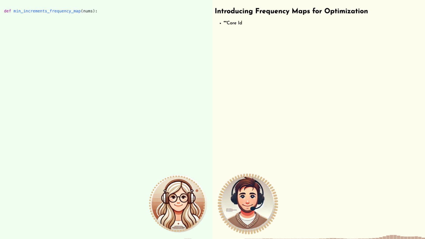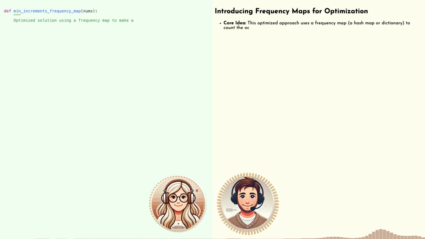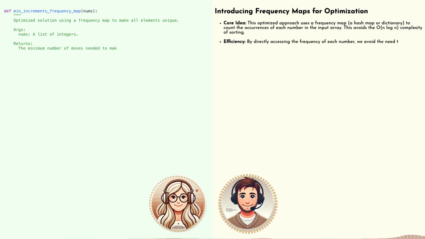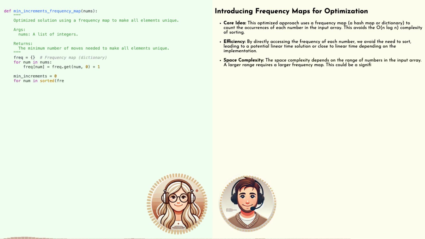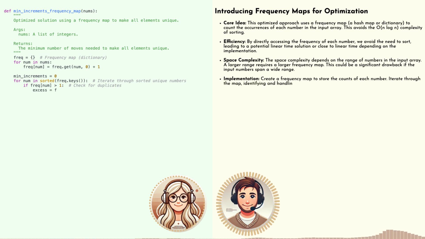Welcome back to AI.Code.Cast. So last time we left off with a pretty neat solution using sorting to tackle the minimum increment to make array unique problem. But like you said, there's always more than one way to solve a coding challenge. Right, and sometimes those different approaches can be even more efficient depending on the specific problem. I like where this is going. So what's this other method you mentioned? Tell me about frequency maps.